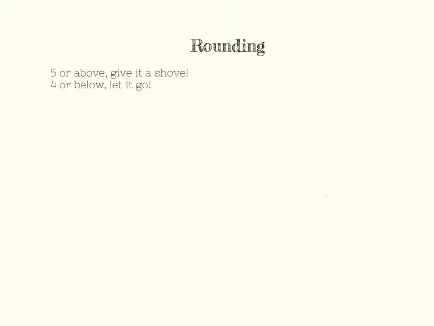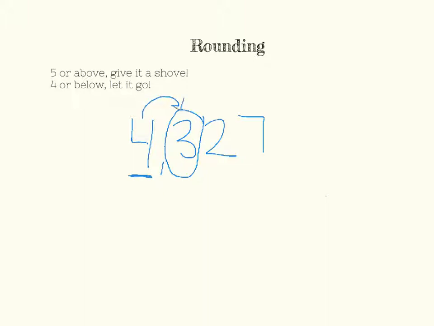I'm going to model for you the rounding procedure. So, if I have the number 4,327, and I'm going to round that number to the thousands place, I'm going to underline the place I'm rounding to. So I've underlined the digit in the thousands place. In order to round, the digit to the right of the place we're rounding to, I like to call him the bossy neighbor. I'm going to circle my bossy neighbor and draw an arrow from the place I'm rounding to the bossy neighbor.